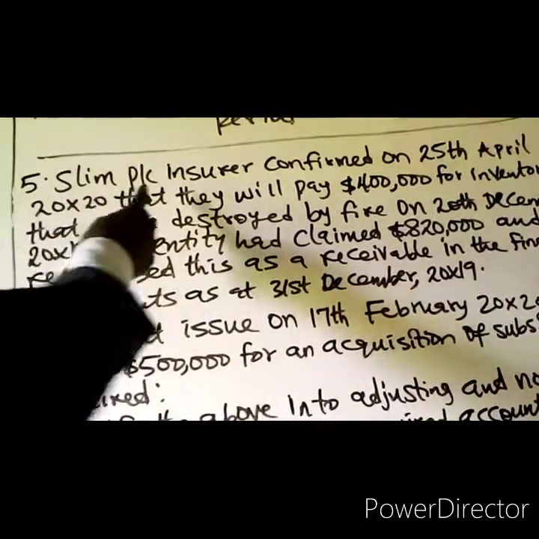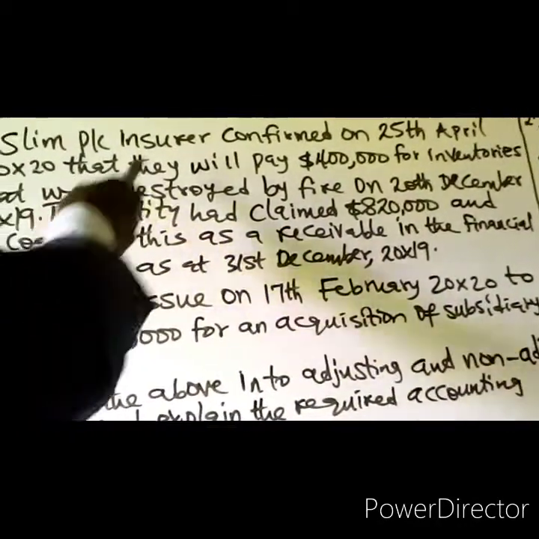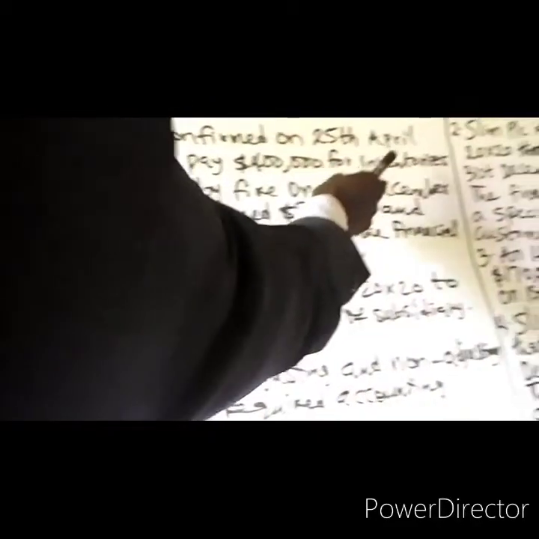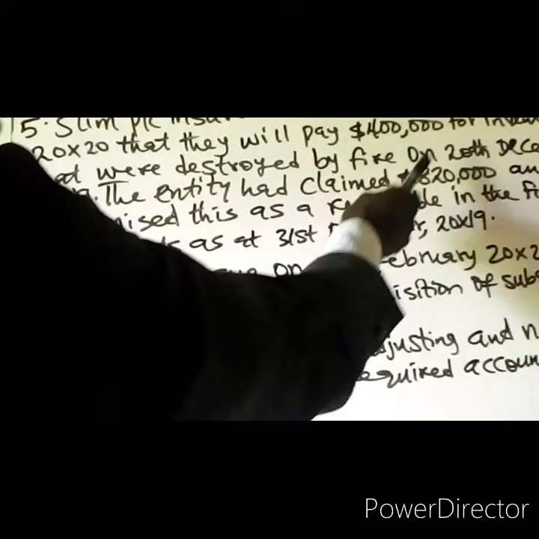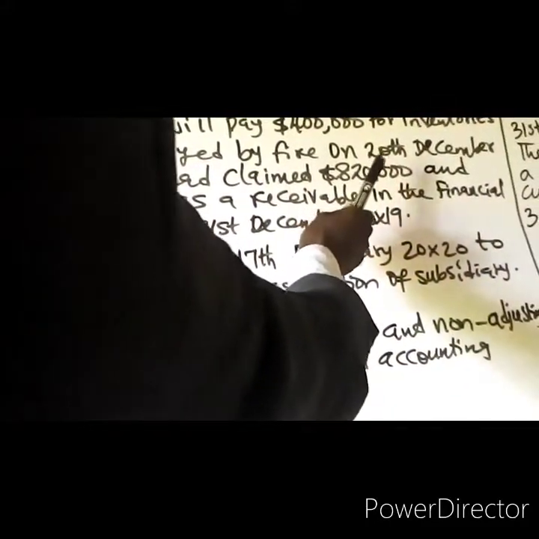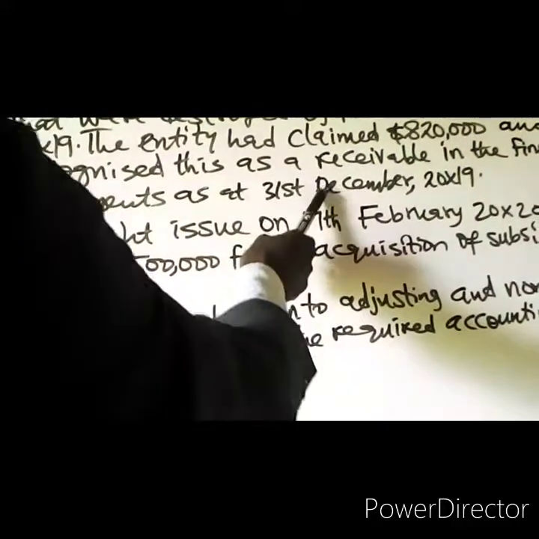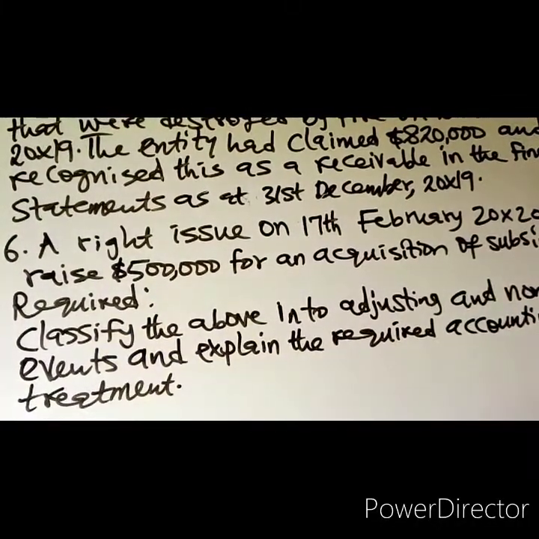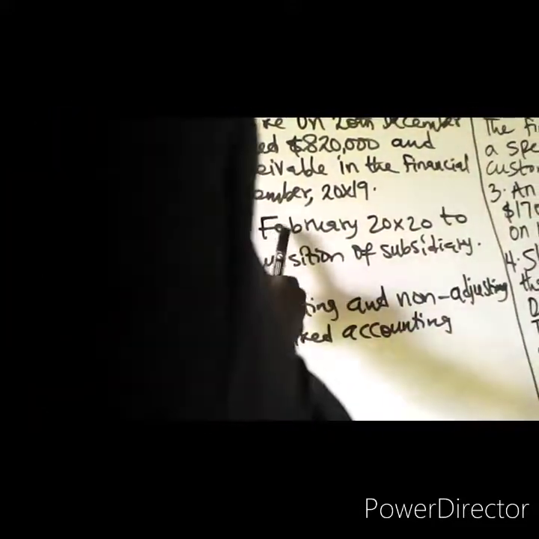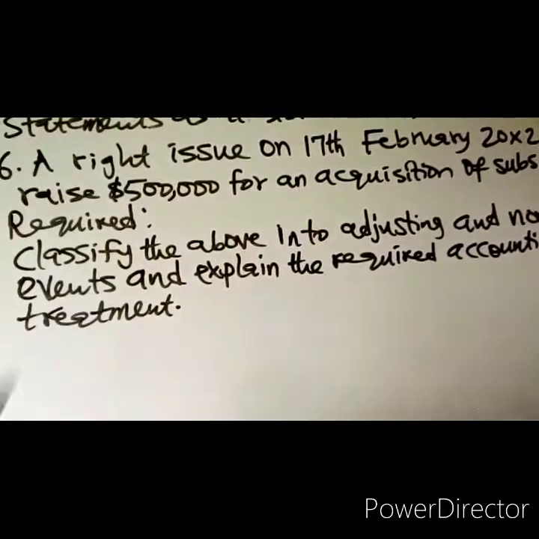5. Slip PSC insurer confirmed on 25th April 2020 that they will pay $400,000 for inventories that were destroyed by fire on 20th December 2019. The entity had claimed $820,000 and recognized this as a receivable in the financial statements as at 31st December 2019. 6. A rights issue on 17th February 2020 to raise $500,000 for an acquisition of subsidiary required. Classify the above into adjusting and non-adjusting events and explain the required accounting treatment.